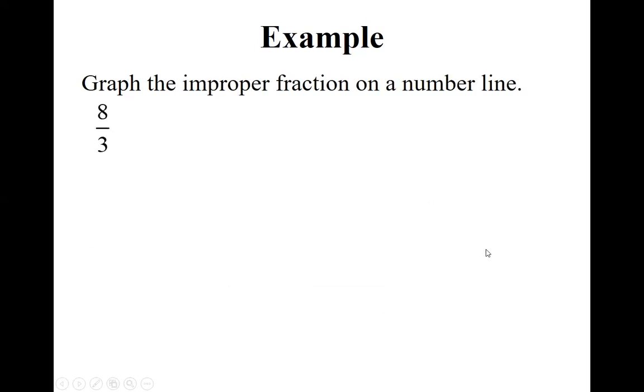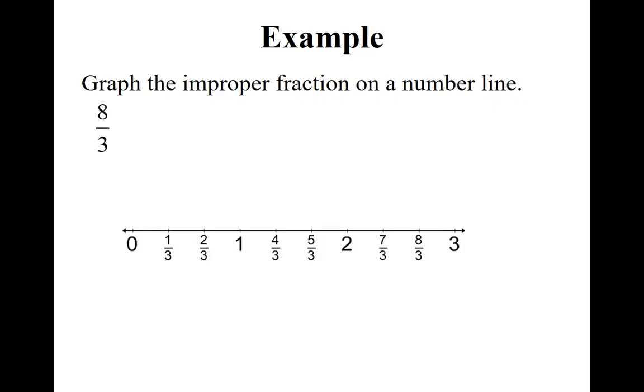Let's use the number line method to graph the improper fraction 8/3. We would divide everything up into thirds and then count 8 of them over. 3/3 takes us to 1. But we want 8. So 4, 5, 6, 7, 8. 8/3 is all the way over here.